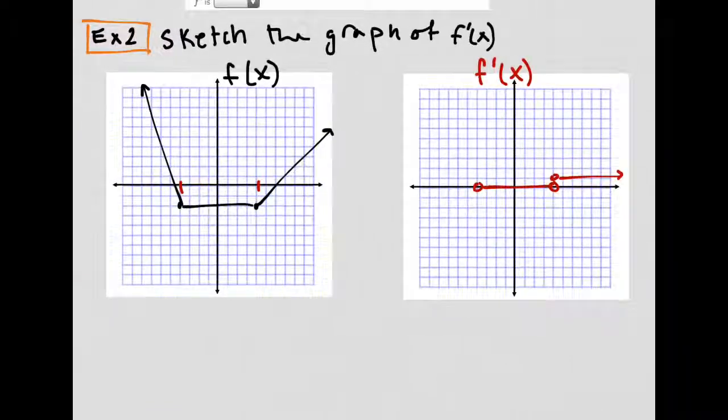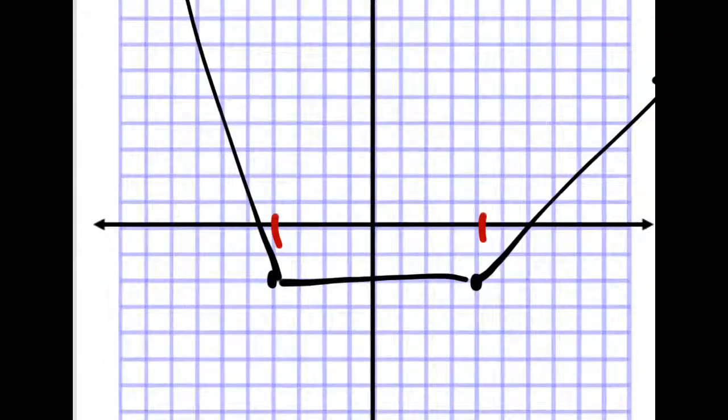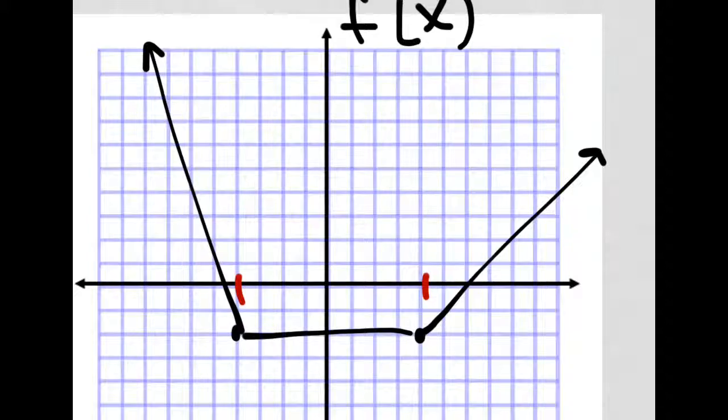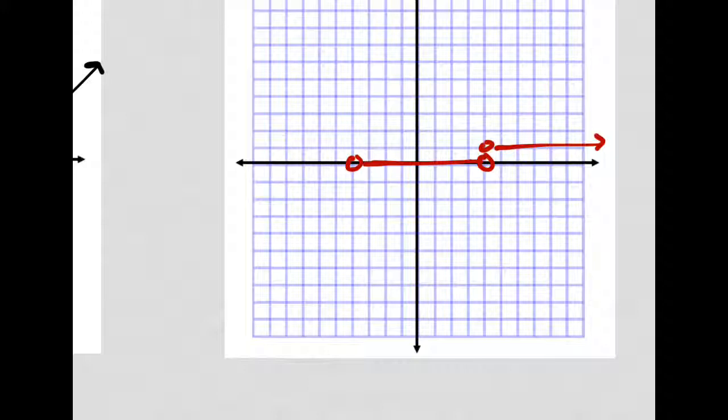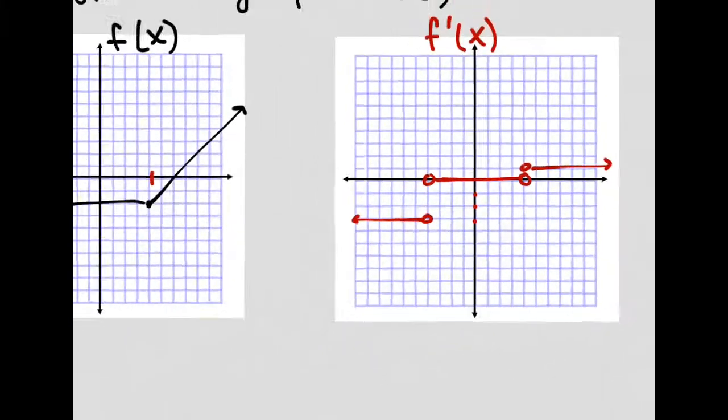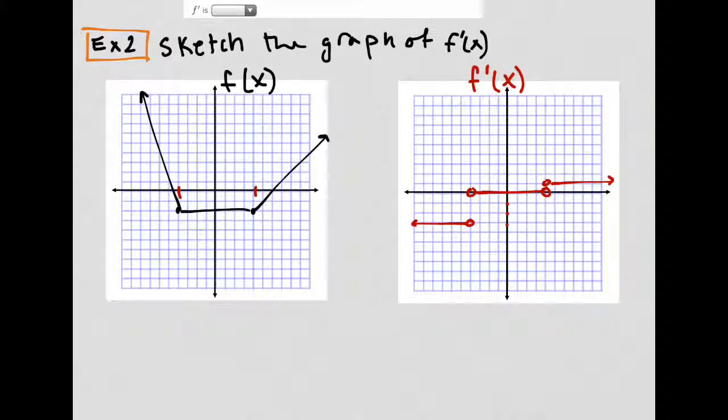And then what about this left side? This looks to be a negative slope, and it looks to be 3 over 1. Yeah, close to that. So this would be negative 3. 1, 2, 3. An open circle. And it stays negative 3 forever. So that's the graph. There you go.